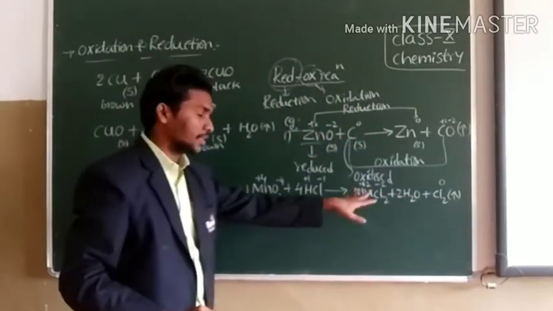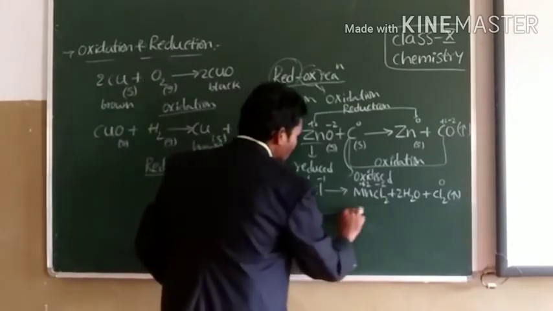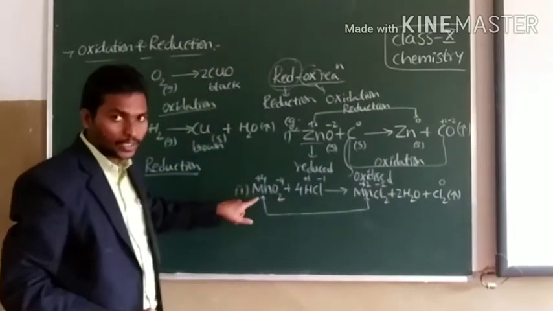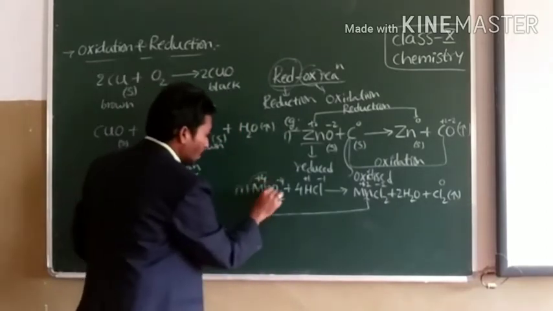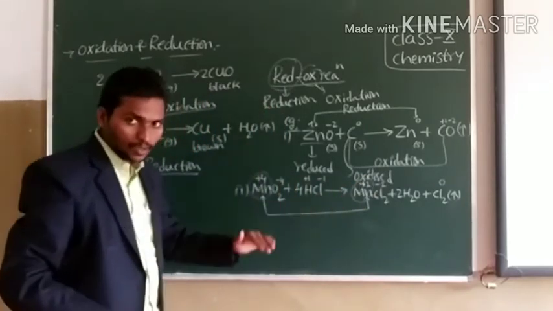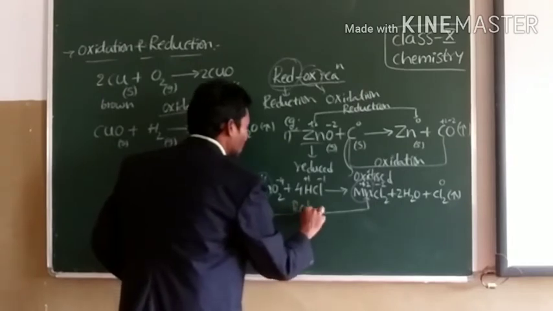Now let us verify the change in oxidation number. Here manganese oxidation number changes from +4 to +2. This means a decrease in oxidation number. Decrease in oxidation number means reduction.